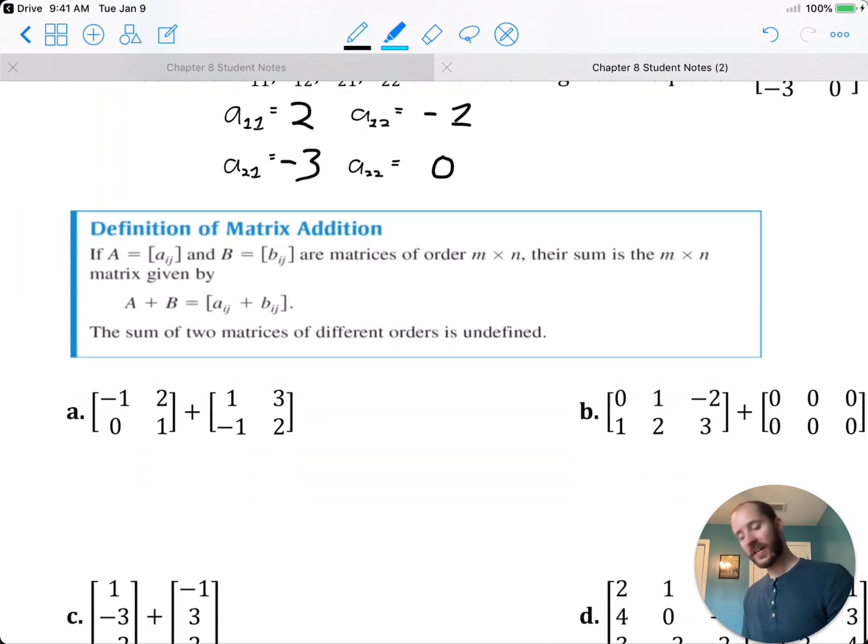Matrix addition, again, really straightforward. A given matrix has an order of m by n, so many rows by so many columns. Now if you have two matrices, matrix A and matrix B, and they're both of order m by n, so they're the same order, the addition is just the individual corresponding entries added together.